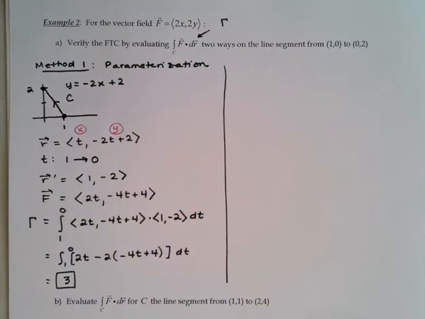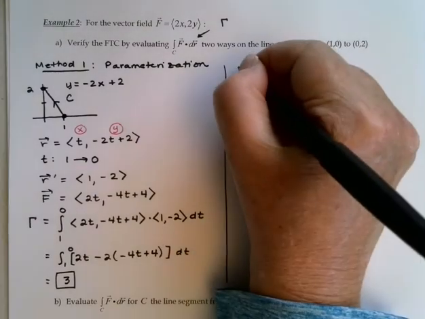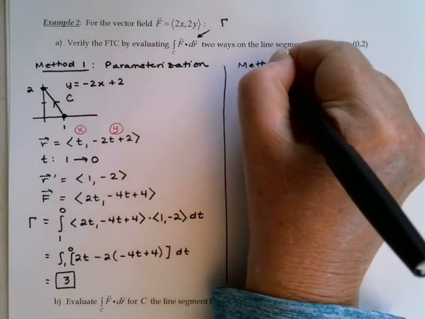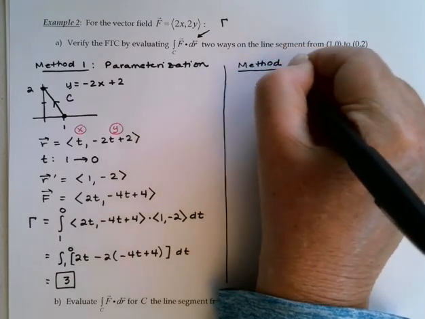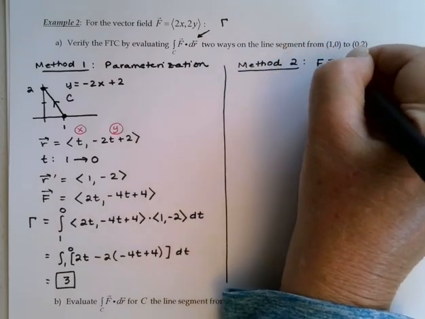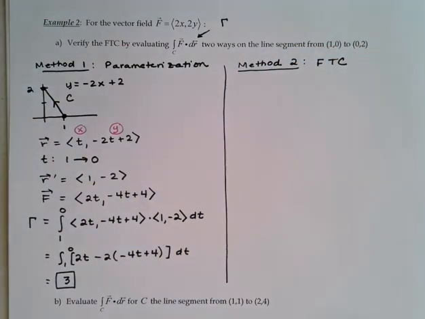All right, that should look very familiar. We spent a lot of time in 14.2 using that method. Now method 2 is our new method, and we're kind of checking out this new FTC to see if it gets the same value as the old method. It better, otherwise there's something wrong with the math, and I don't think there is, so hopefully we're going to get that 3 again.